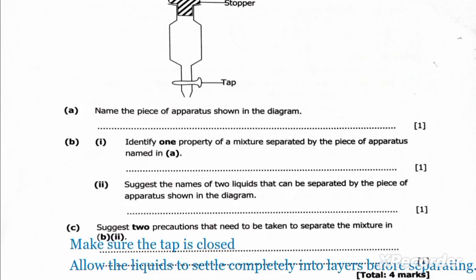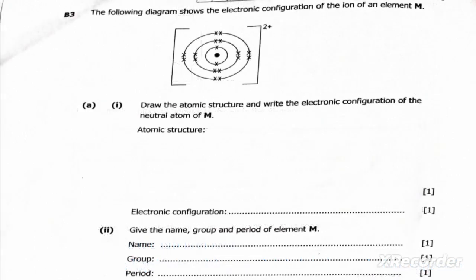Without wasting time, let us move to the next question, which is question B3. Question B3 reads, the following diagram shows the electronic configuration of the ion of an element M. Question A, Roman numeral 1. Draw the atomic structure and write the electronic configuration of the neutral atom. Remember, the electronic structure that has been given is that of an ion. We can see a cation, a positive 2 charge here.